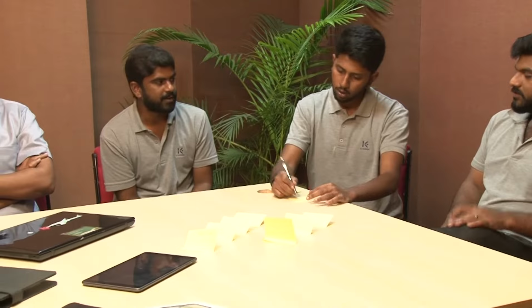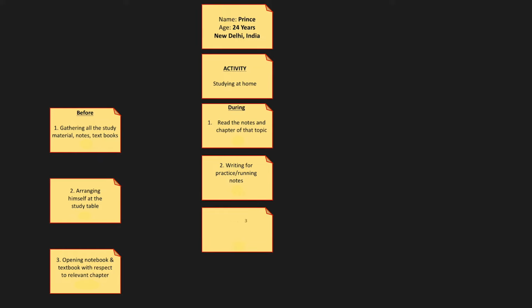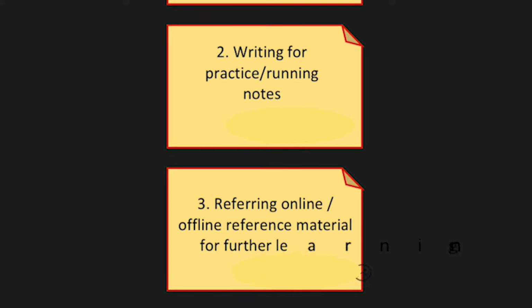Doubtful topics. Right. Referring online as well as offline books, reference books. Online, offline reference materials. Reference material for further learning. So that's the third step of the activity.